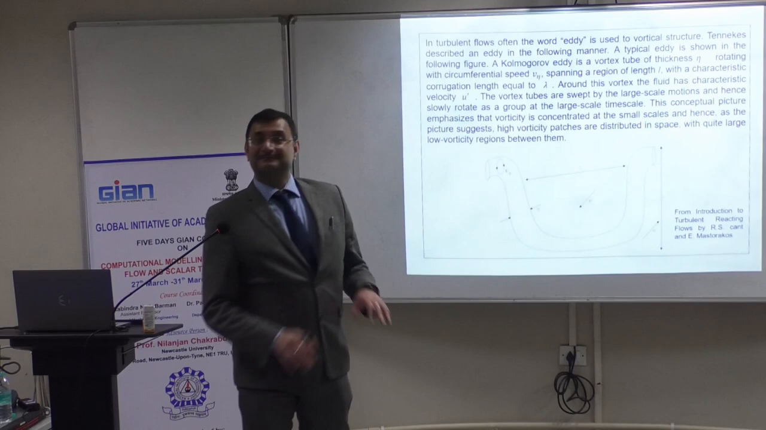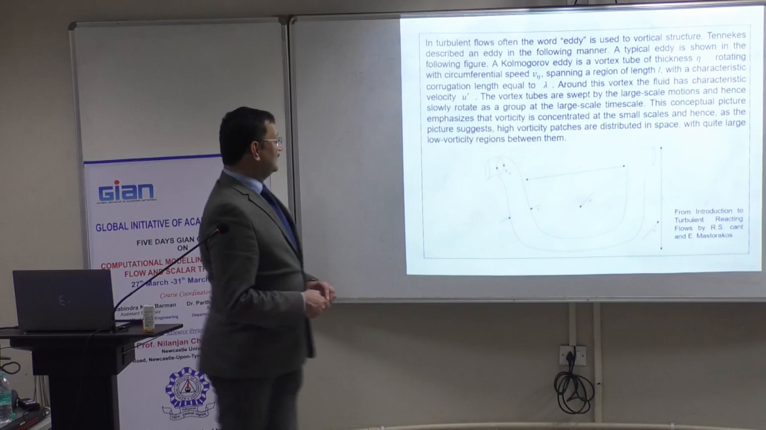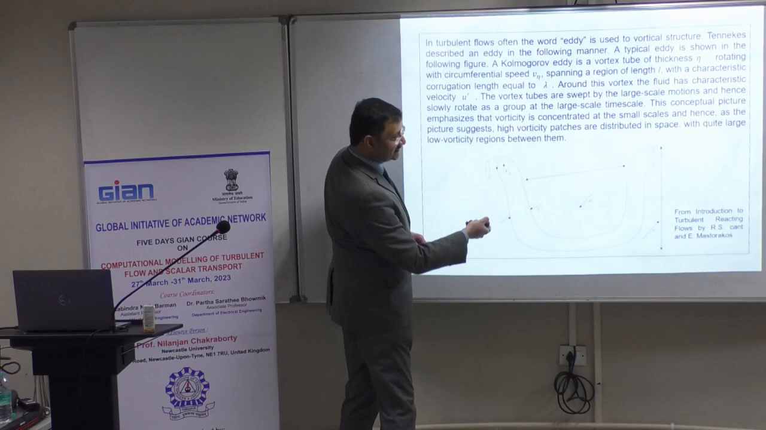Hopefully, you can visualize the turbulence a little better now, and see what really happens. This is a typical vortex tube. They are convoluted. It is submerged in a fluid motion which is essentially moving with u prime, the RMS turbulence velocity fluctuation.